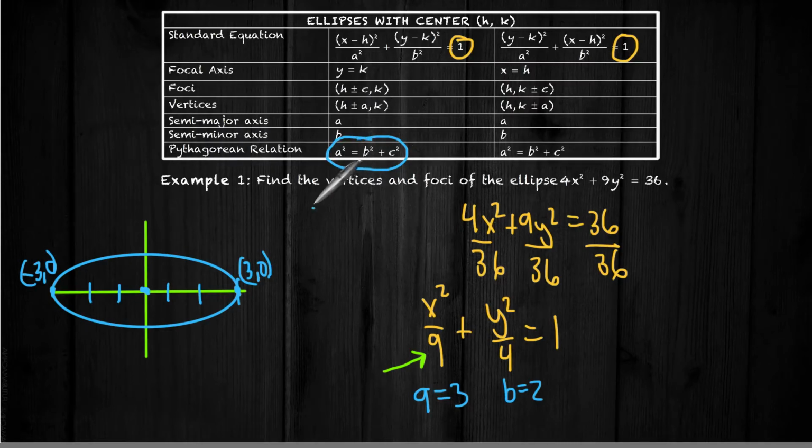And so we're going to use this equation right here to find c. So a squared is 9, b squared is 4, plus c squared. And you can solve for c. It's going to be the square root of 5. So that means that the distance from the center is going to be root 5.